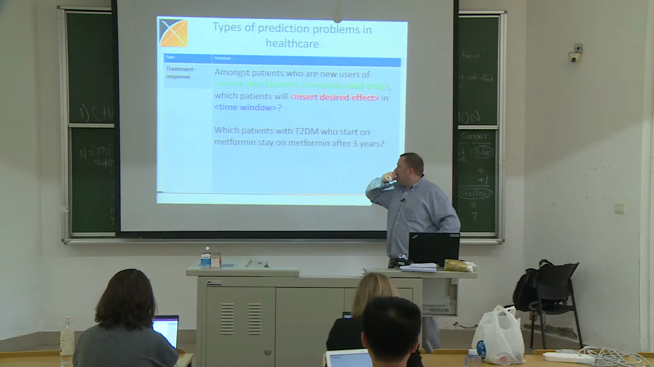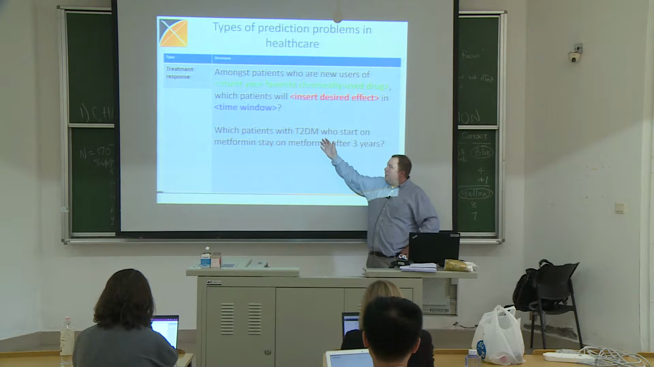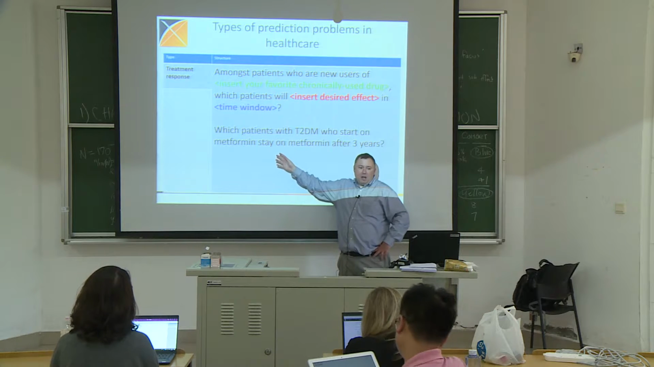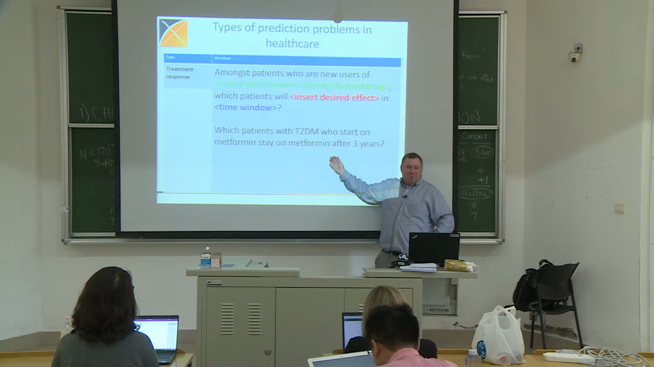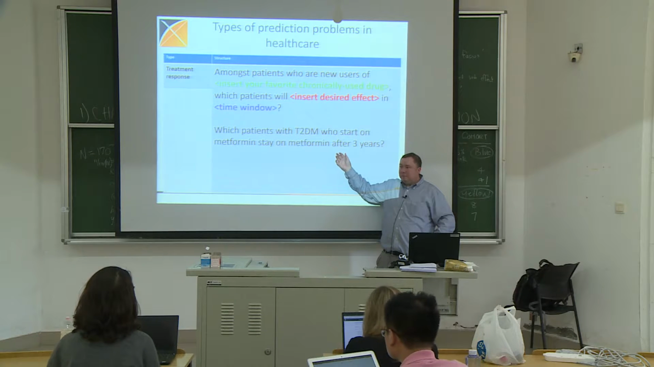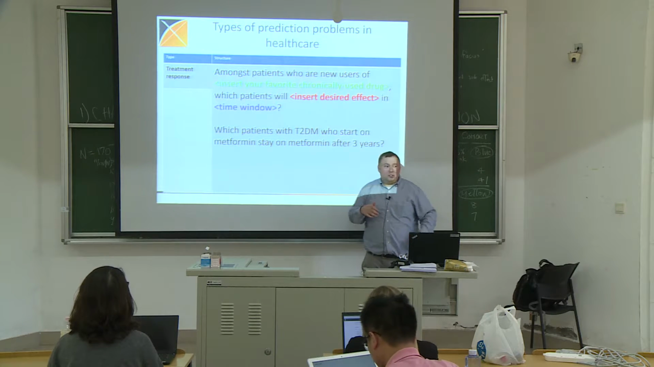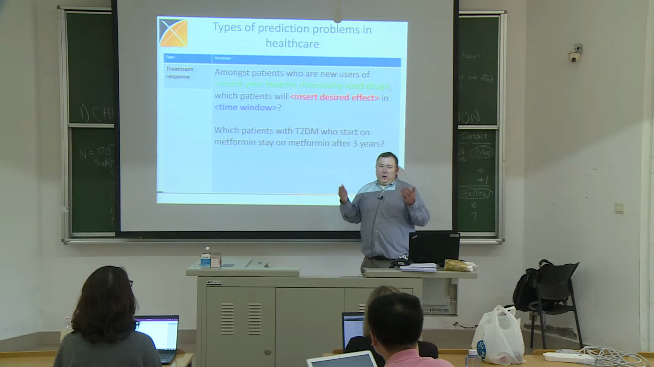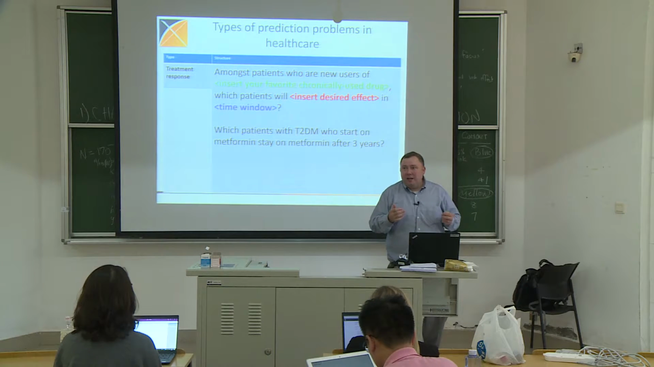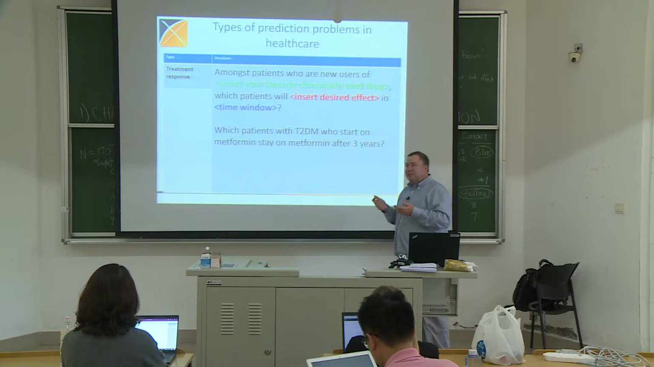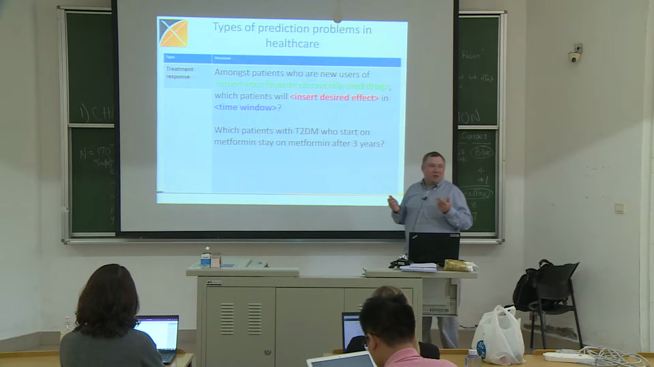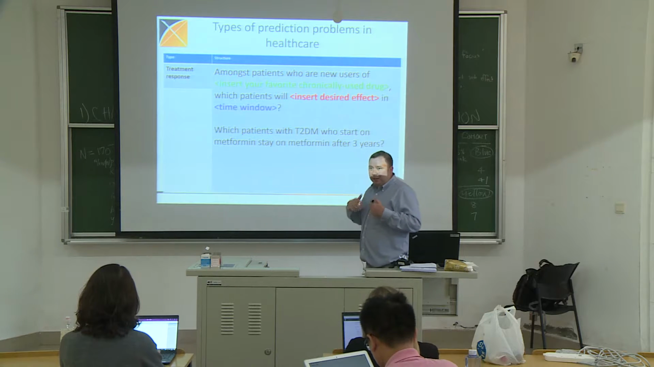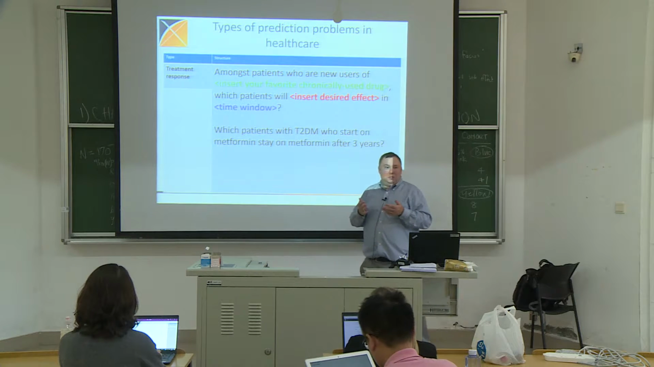An example of this could be amongst patients who have type 2 diabetes who start on metformin, how many of them stay on metformin after 3 years? The idea here would be that if you start on a drug, the reason you're giving the drug is because you hope that it works. And if it works, the patient will stay on the drug. And if somebody switches treatments, that's because the first treatment didn't work. So the desired effect for a chronic disease would be to take a drug and have it work enough that you stay on the drug.